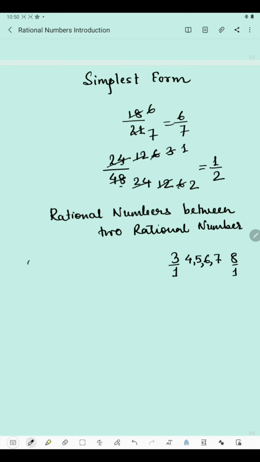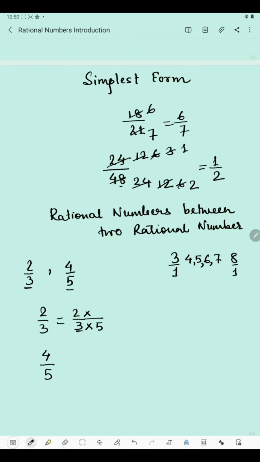This is easy to find. But if I take the numbers, say 2 by 3 and 4 by 5, now you have to find the rational numbers in between. Now how will you find them? It is difficult, we don't know which numbers come in between. So in this case we will have to make the denominators same. How will you make the denominators same? We just have to find the LCM of the denominators. So the LCM of 3 and 5 is 15. So we will have to make 15 in the denominator. Now what should be multiplied with the denominator to get 15? It's 5.